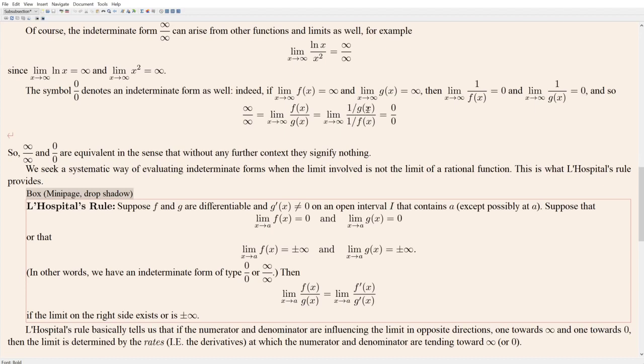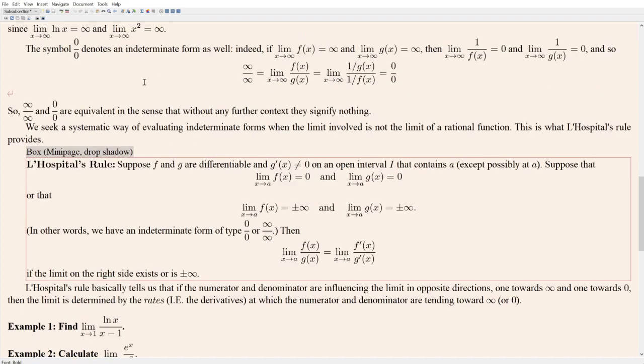And then if g tends to infinity, then 1 over g tends to 0. If f tends to infinity, then 1 over f tends to 0. So infinity over infinity can always be rewritten to be of the form 0 over 0, and the other way around as well. Any limit of the form 0 over 0 can be rewritten to be infinity over infinity. So that means that these are both indeterminate, meaning that by itself the symbol means nothing. We need additional context.